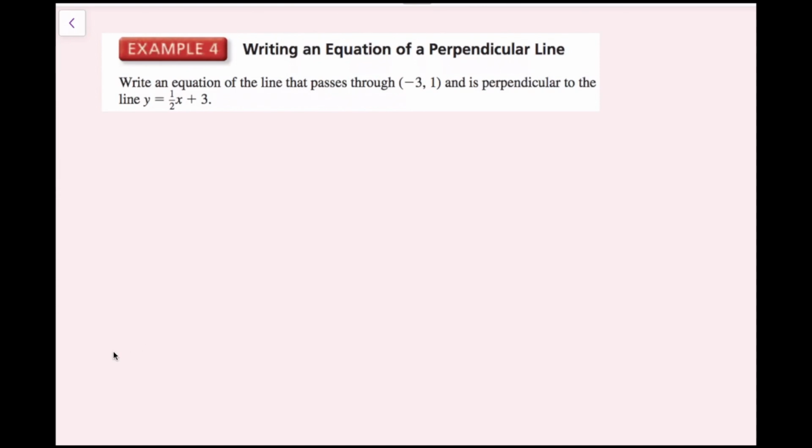So I'm going to start with y equals mx plus b. That's my general formula for slope-intercept form. And now I'm going to look at the line that I'm given. That's y equals 1/2 x plus 3. Okay. Well, I can identify the slope of this line.